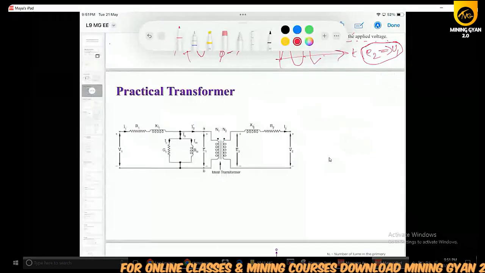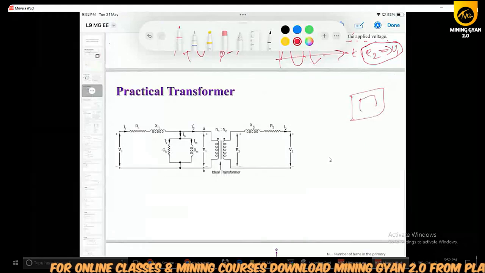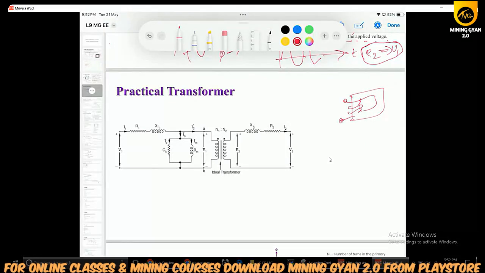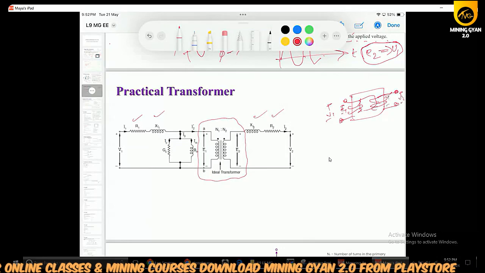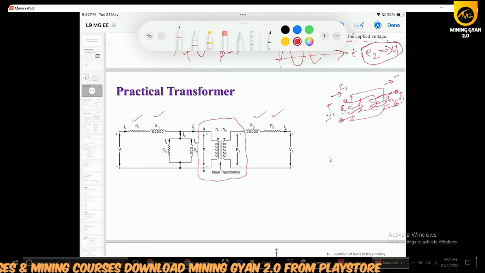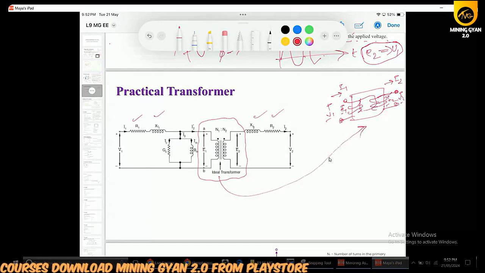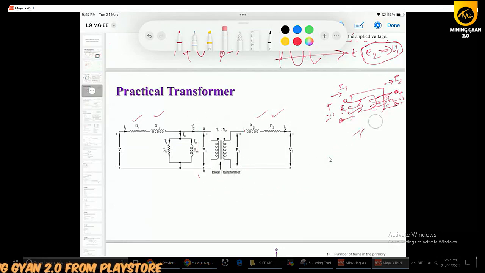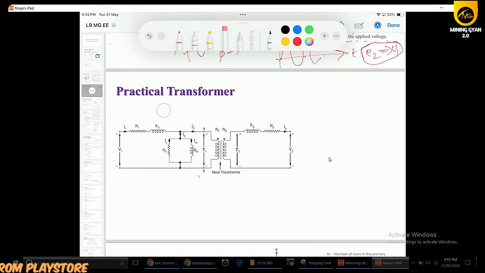So now, if it is an ideal transformer, then I already told you that R and X will be zero, meaning there will be no copper loss, no core loss, and no leakage. So R1, X1 will be 0, and R2, X2 will be 0. So this part only will be your ideal transformer, meaning V1 will be equal to E1 and V2 will be equal to E2 in the case of an ideal transformer. So that is the equivalent circuit of an ideal transformer. But in practicality, the things will be different. So we will go for the practical transformer.